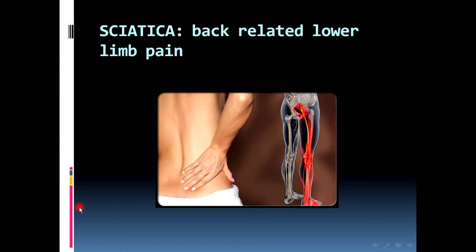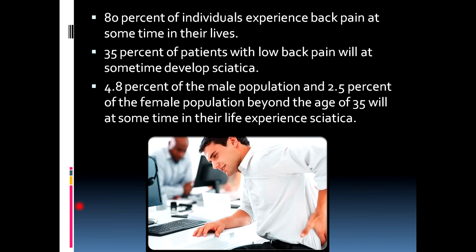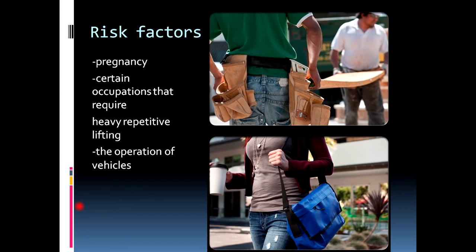Sciatica is simply defined as back-related lower limb pain. What are the risk factors for sciatica? We have pregnancy, and certain occupations that require heavy repetitive lifting.